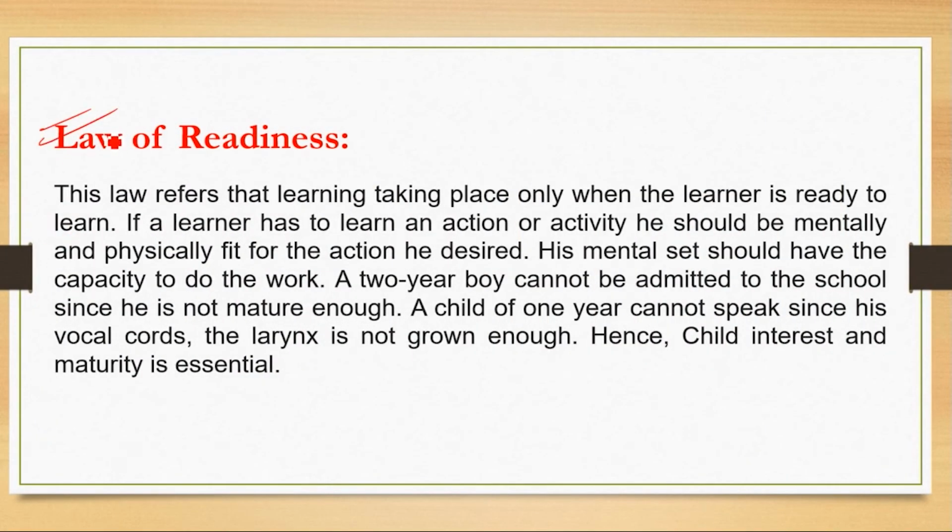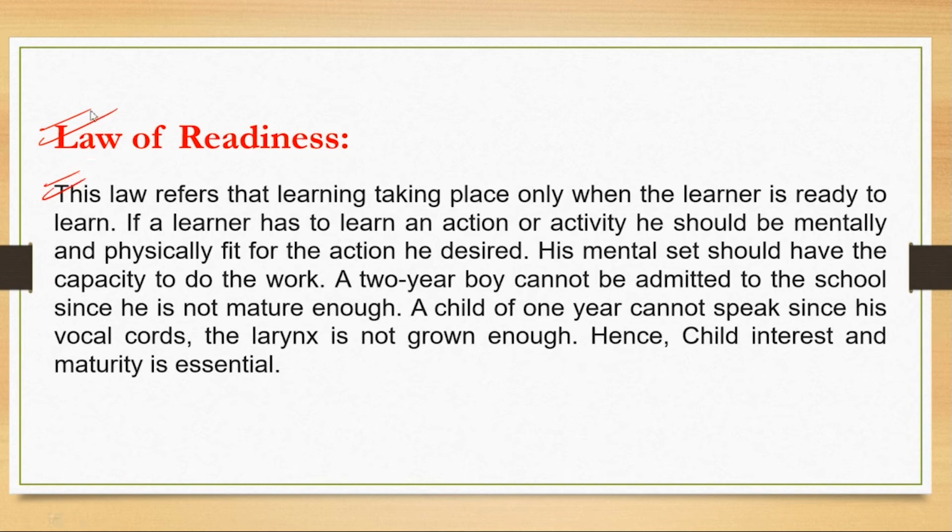So the first law that Thorndike framed from the experiment that becomes a part of trial and error theory is the law of readiness. And this law states that learning takes place only when the learner is ready to learn. If a learner has to learn an action or activity, he should be mentally and physically fit for the action he desired. His mental set should have the capacity to do the work. A 2-year-old boy cannot be admitted to the school since he is not mature enough. A child of 1 year cannot speak since his vocal cords, larynx, are not grown enough. Hence, child interest and maturity is essential.